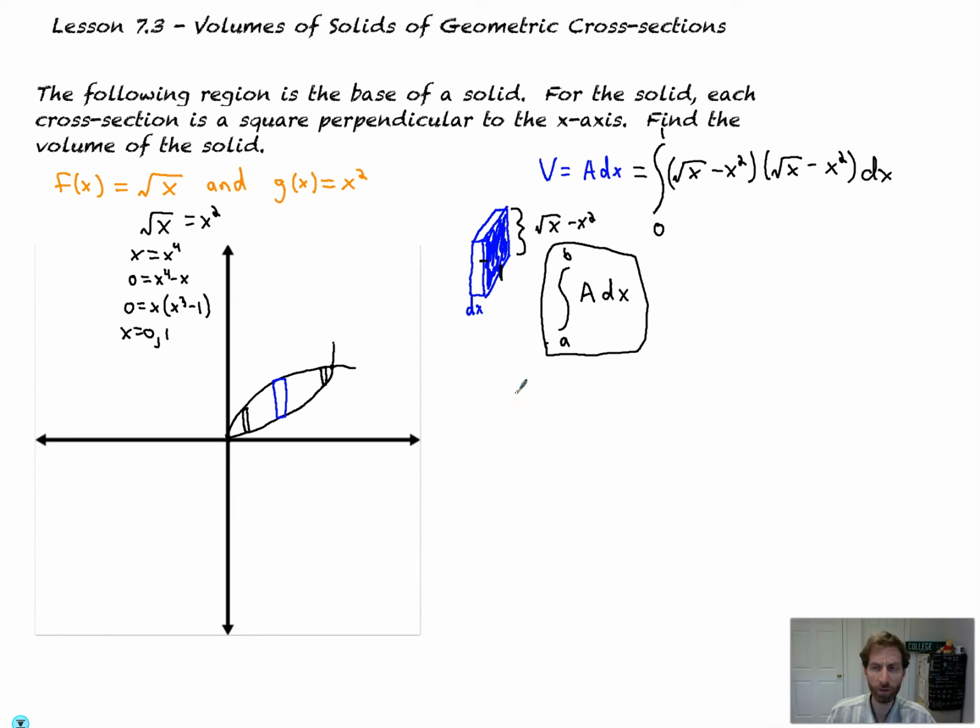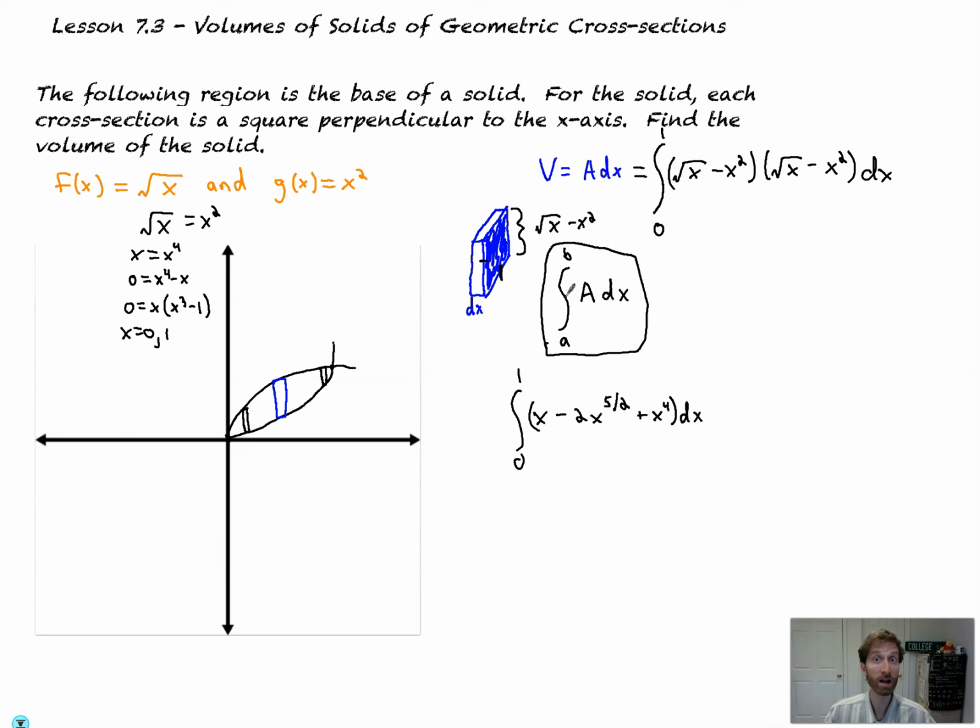So we're going to get the integral from 0 to 1 of, we'll FOIL this out, root x times root x is x. Root x is x to the 1/2 times x squared is x to the 5/2. You're going to get two of those, two minuses, so minus 2x to the 5/2. And then minus x squared times minus x squared is plus x to the 4th. Beautiful.